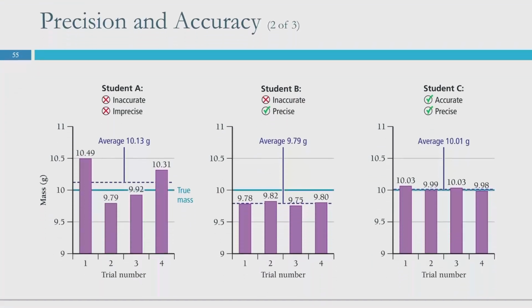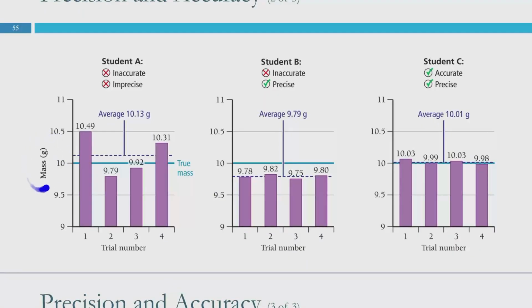So student A, this is their data. We've got our mass on the y-axis. So higher up is more mass, lower down is less mass. We're zoomed in on the area that we care about, which is around 10 grams, since that's the true mass of the weight. And then our trial numbers are the different bars spread out on the x-axis. So student A is both inaccurate and imprecise. We've got values that are a fair bit above, we've got values that are a fair bit below, and they're not very consistent either. So they're all over the place, so they're imprecise, and they are not close to the true mass, generally. So they're also inaccurate.